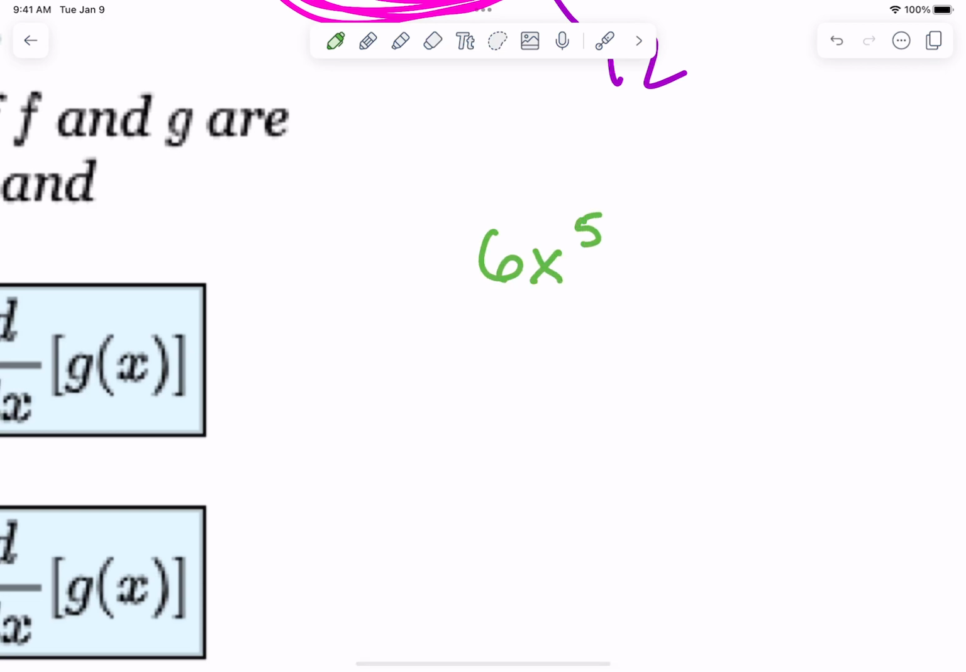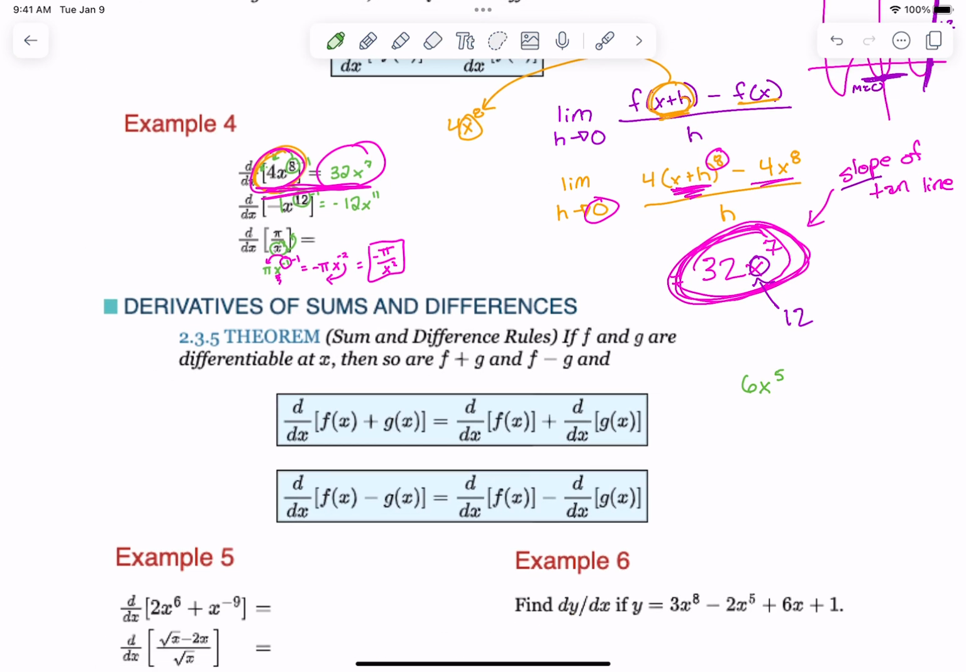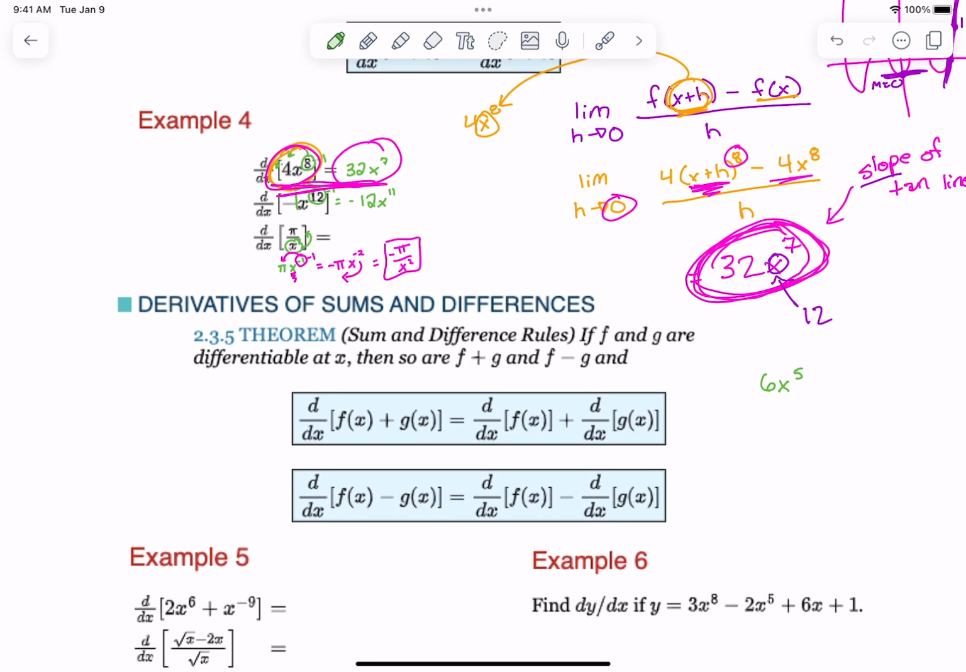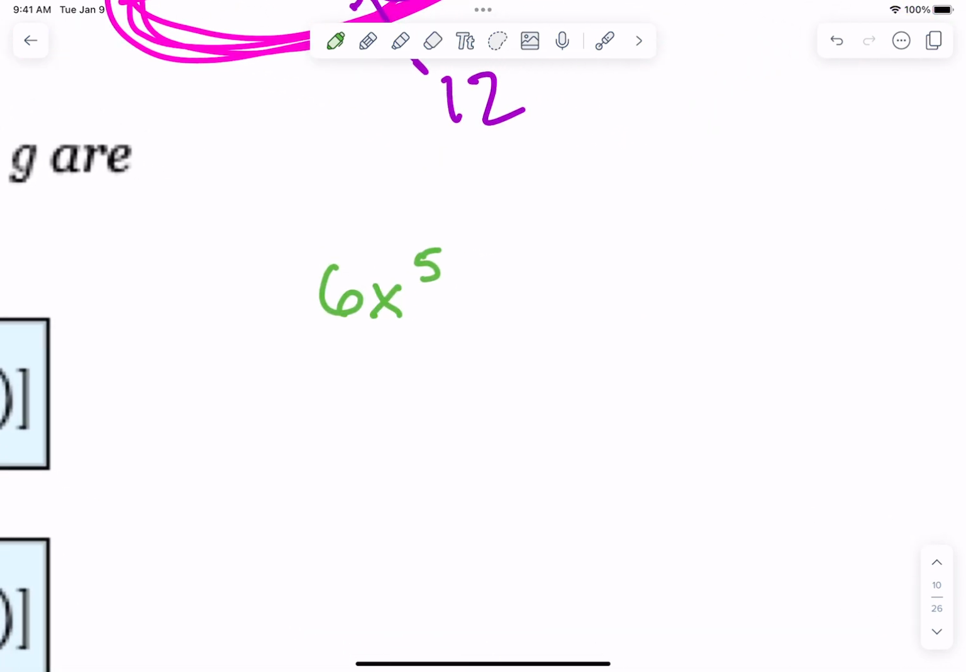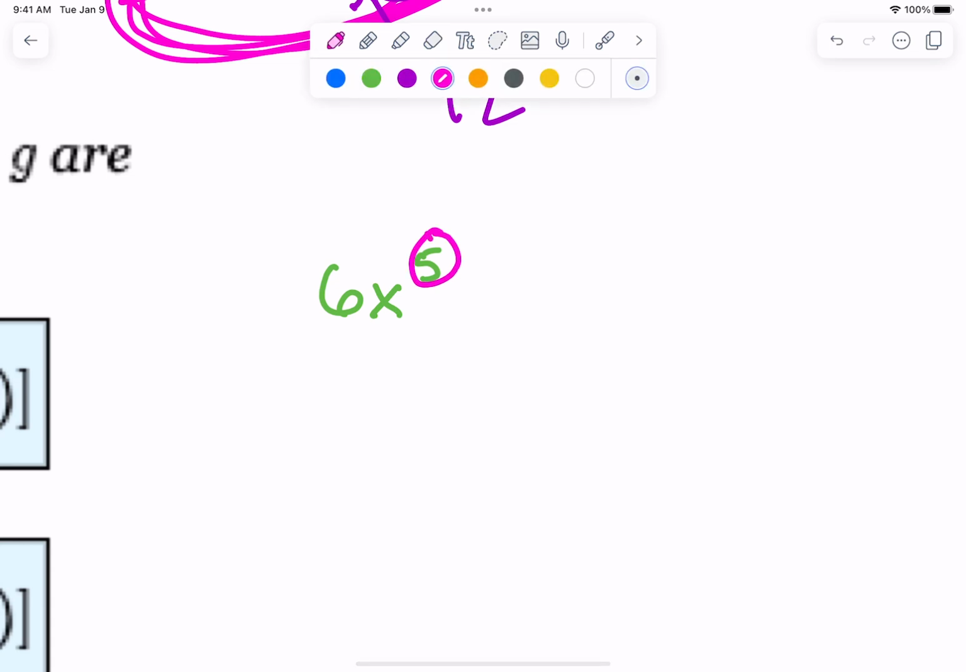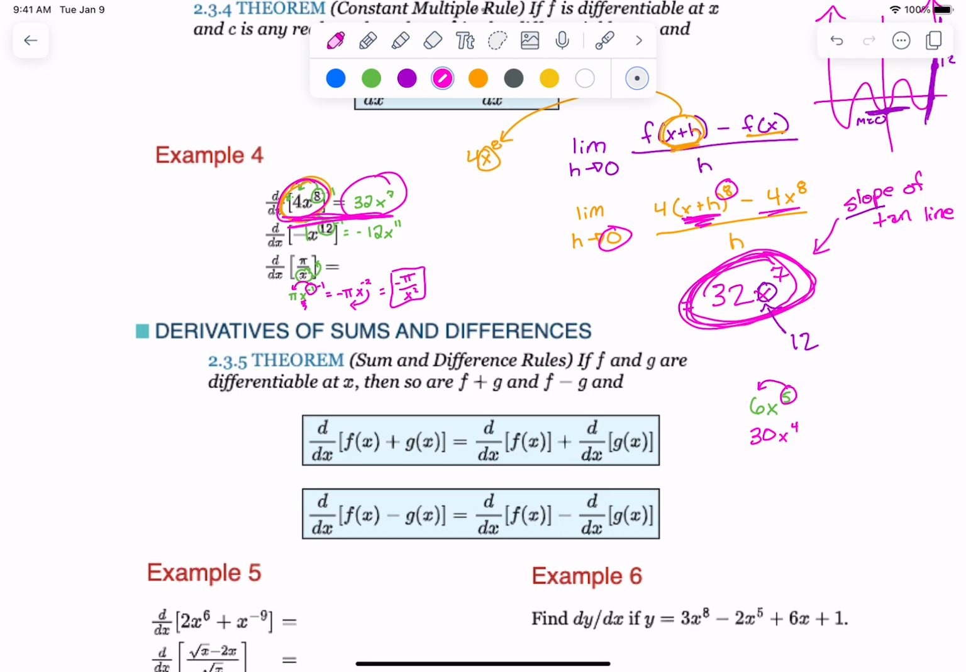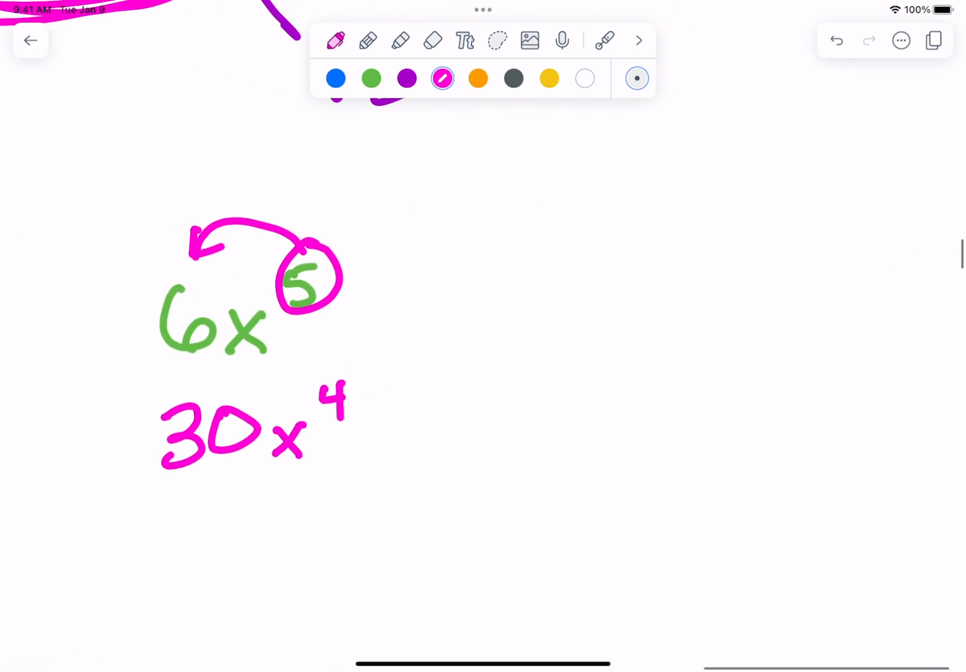6x to the 5th power. If we're taking the derivative of that, what are we doing? I'm in between example 4 and 5, but I'm reviewing. 6x to the 5th power. We take the 5 and move it down in front. But there's already a 6, so that makes it 30x to the 4th. And we subtract 1 from the exponent.